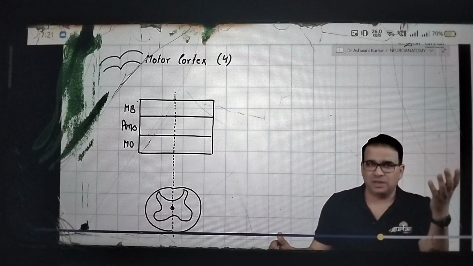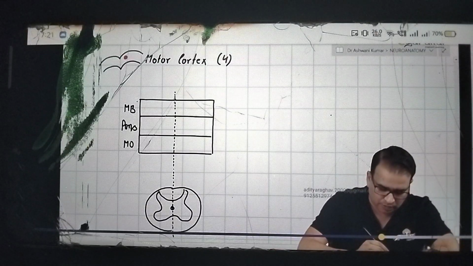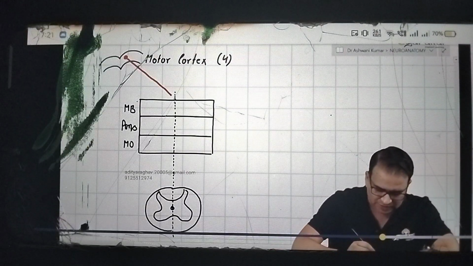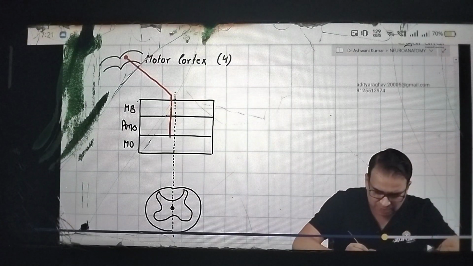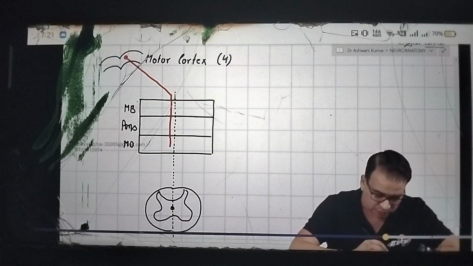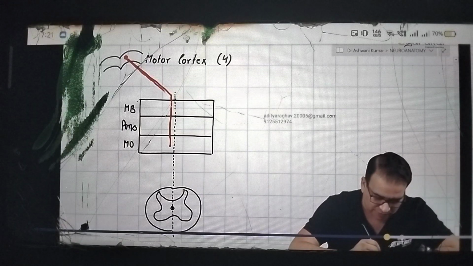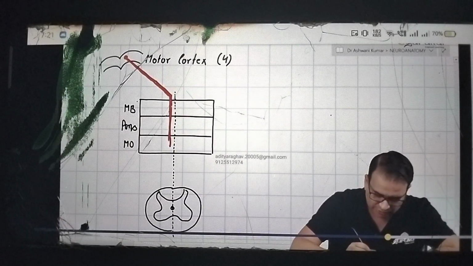Now, the pyramidal tract starting from the motor cortex will run on the same side, close to the midline. Whether it is midbrain, pons, or medulla oblongata, it is close to the midline only. When these fibers reach the lower part of the medulla oblongata, 100% of the fibers are running on the same side. So till here, all 100% fibers are on the same side.